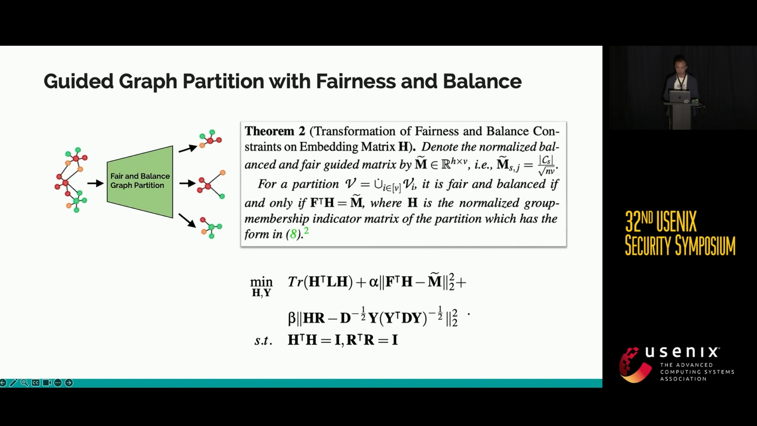To solve it efficiently, we relax the constraints and propose a faster version and a spectral rotation version. Simply speaking, they are both alternating minimization methods, and to the best of our knowledge, this is also the first study on graph partition under fairness and balance constraints at the same time. If you are interested in the technical part of these algorithms, you can refer to our paper for more details.